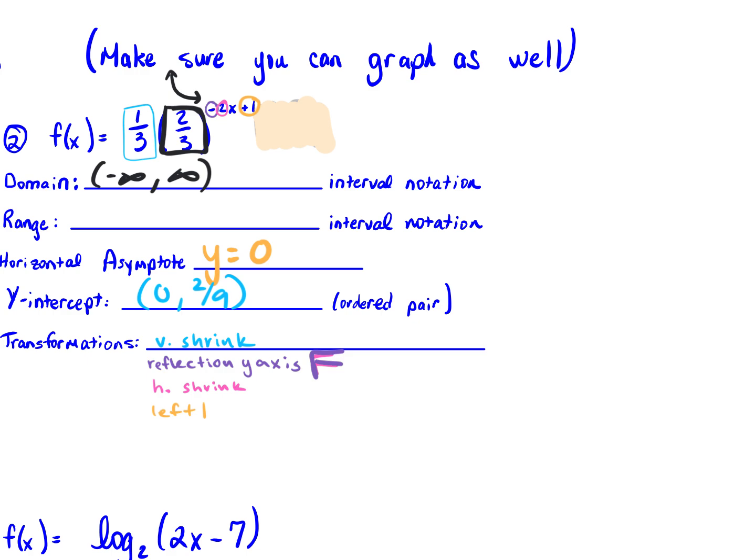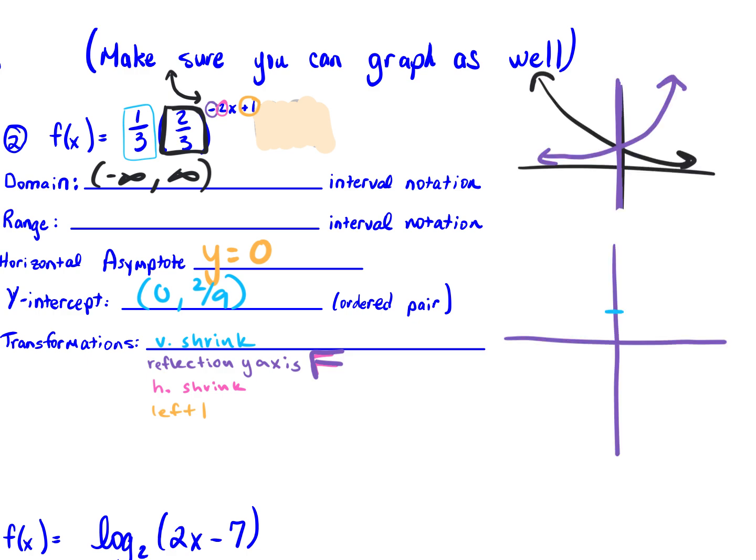So I stay at 0, go up 2/9. So it'd be about there. You can plug in more points to get a more accurate graph. Just for the sake of time, I'm not going to plug in more points, but in the last class I plugged in -2 and +2, just so we can get an idea of like, we're definitely increasing there. So our graph is going to be increasing, and our horizontal asymptote goes through 0.